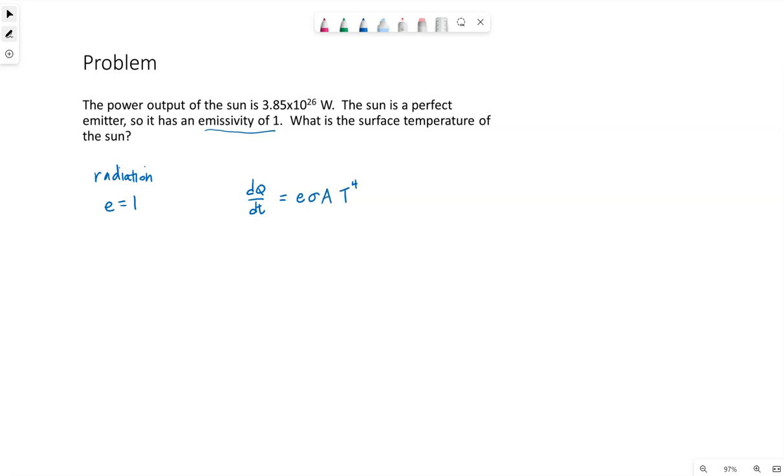So we need the emissivity. Sigma is that constant. A is the surface area that is emitting this energy, and then T is the temperature. dQ/dt is measured in watts, so that is the 3.85 times 10 to the 26 watts.